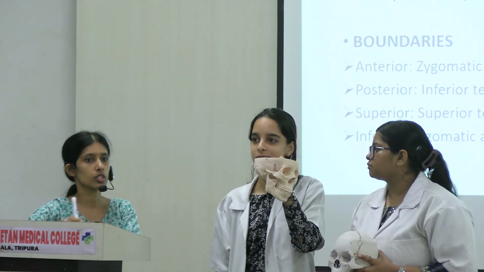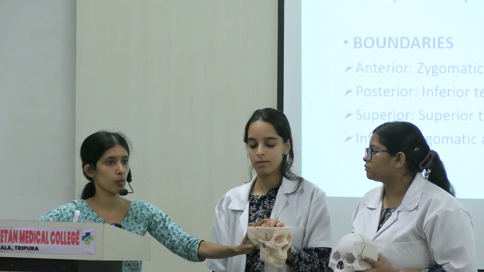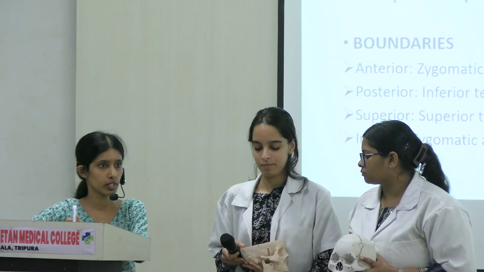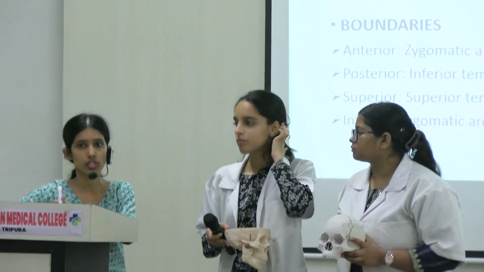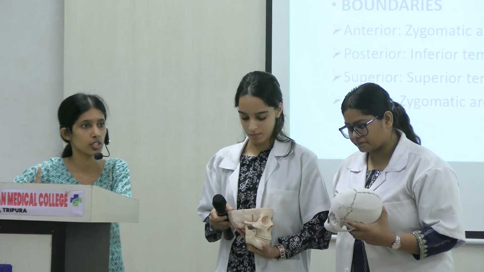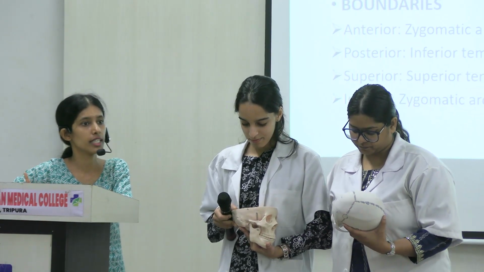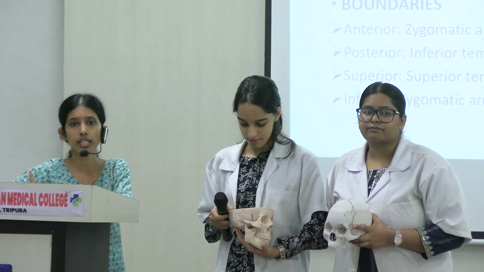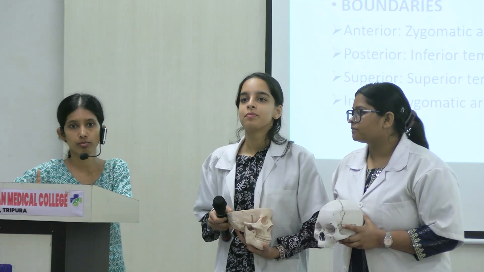When we are studying the fossa, we will study under three main topics. The first one is boundaries, the second one is communication, the last one is contents. These four are the boundaries of your temporal fossa. Talking about communication, your temporal fossa has only one communication: it communicates with the infratemporal fossa through the zygomatic arch. What are the contents we see in the temporal fossa?